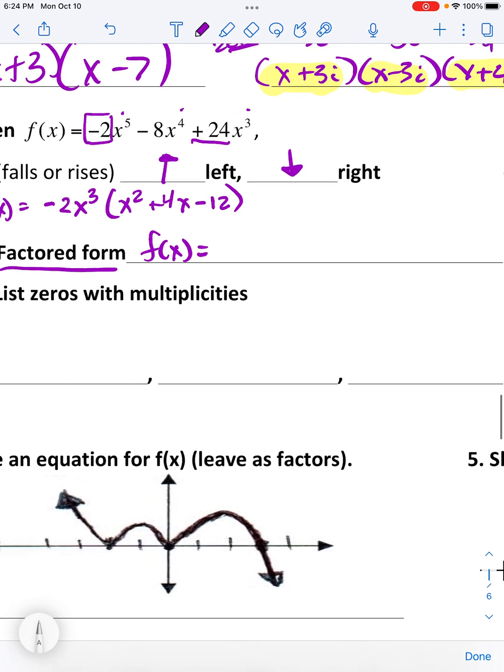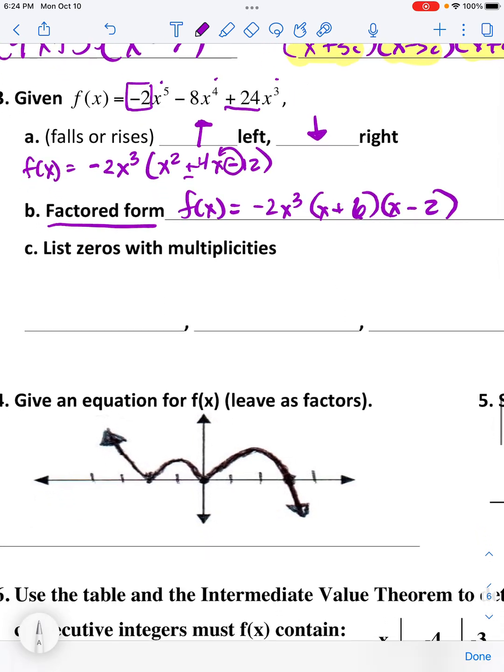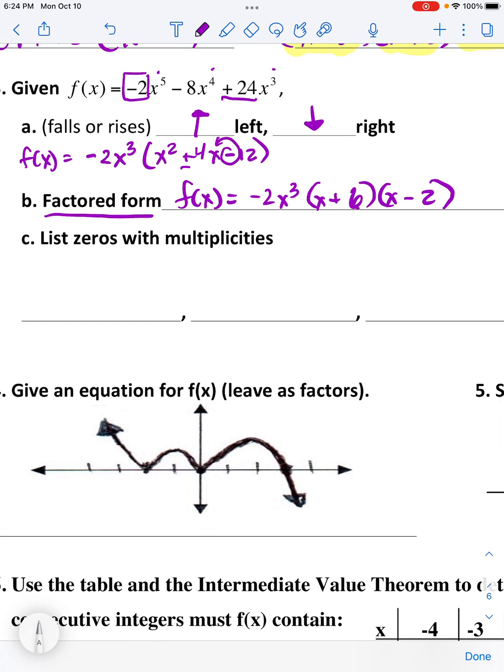So then that part factors further. So I have my -2x cubed, and then here I'm looking for 12 in a way that subtracts to be 4. So I'm going to use 6 and 2, give myself more room. And then I need it to be a positive 4 according to this. So I'm going to put a +6 minus 2. So that's my function in factor form. So since I'm writing the function, I write it with my f of x.